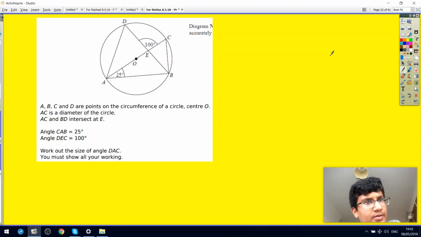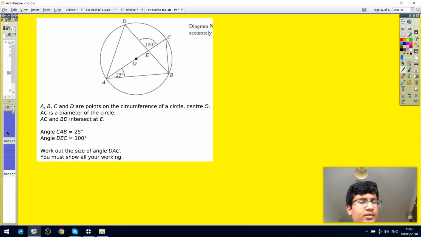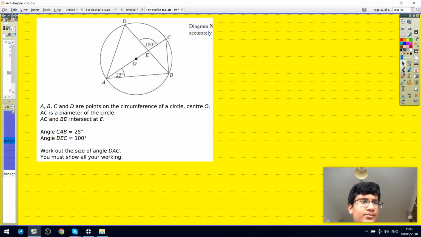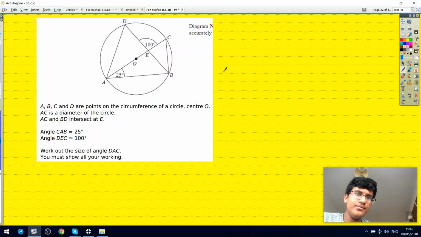Okay, so if that would be 100 degrees for DEC, we know that angle AEB equals 100 degrees as well, because they're two crossing lines. Which one, sorry? Angle A. I don't think we even need that. So that angle DEA would be 80 degrees.